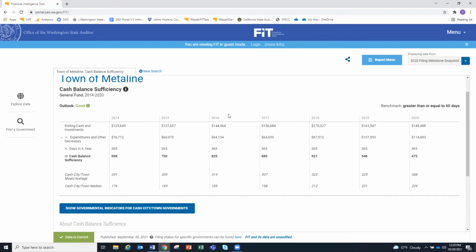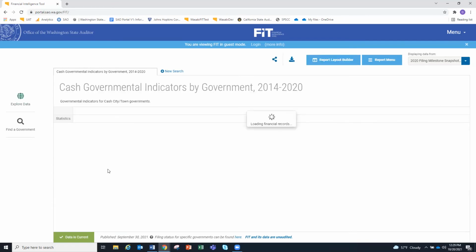The last thing I just wanted to show is, if you notice this big blue button right down here, if you actually want to look at all the statewide numbers for your particular government, that's how you would look at a global view. And that's a lot of data, so it's probably not going to finish loading by the time we're done with this presentation.